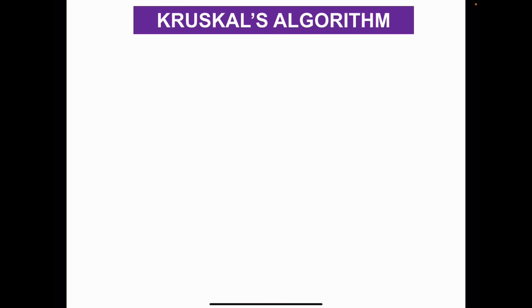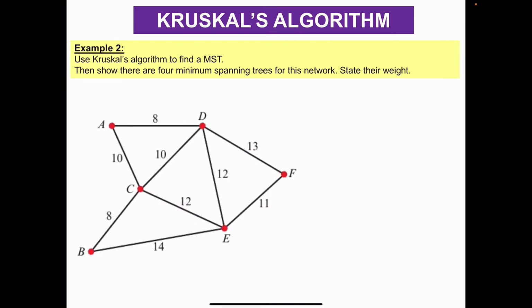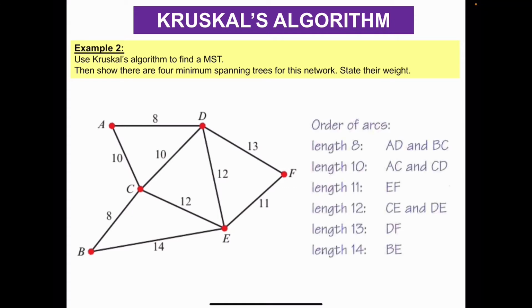So the next question, example number 2, is asking us to do the same. In this case, I have 6 vertices, and I need to create the minimum spanning tree for this network. So the first thing I'm going to do, again by inspection, that means by looking at it, is order the arcs.